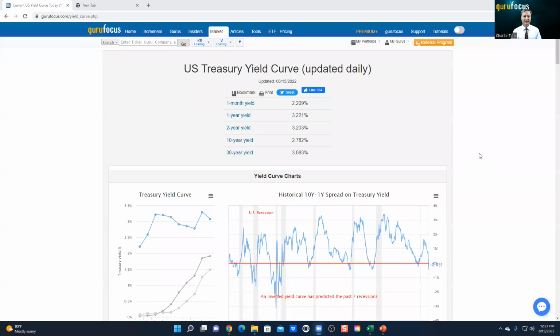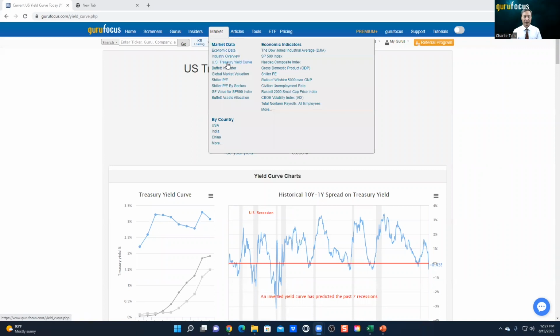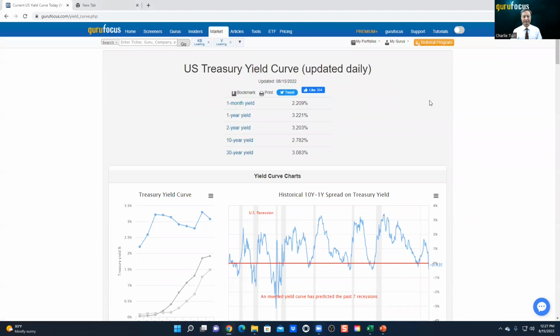Okay, this is the GuruFocus yield curve page. You can always find it under the Market Manual. And this is the third one, US Treasury yield curve. And here, of course, on the top, we list the current yield of different Treasury bills and Treasury bonds. The shortest one is the 1-month yield. Currently, it's 2.209%. The 10-year rate is 2.782. The 2-year, 1-year rate is about 3.2%.